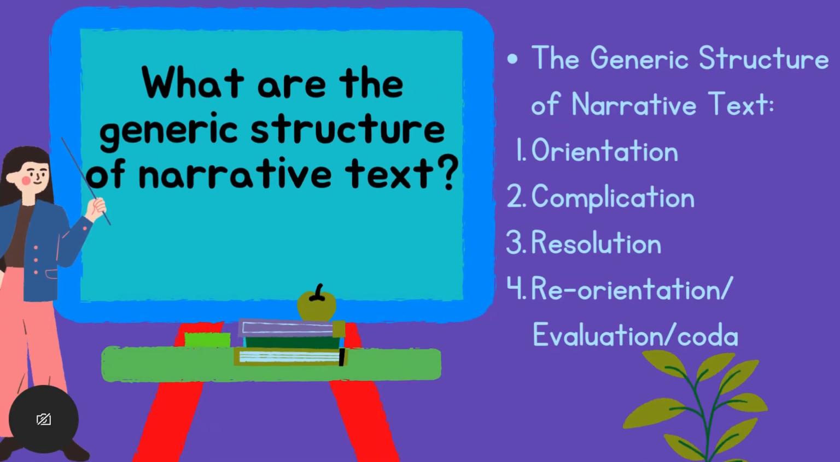Next, we discuss the generic structure of narrative text. What are the generic structures of narrative text? The generic structure of narrative text are: 1. Orientation, 2. Complication, 3. Resolution, and the last is optional, such as reorientation or evaluation or coda.